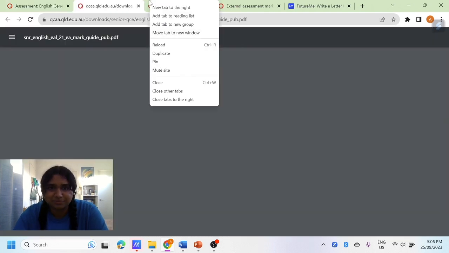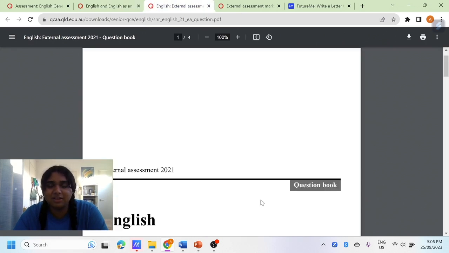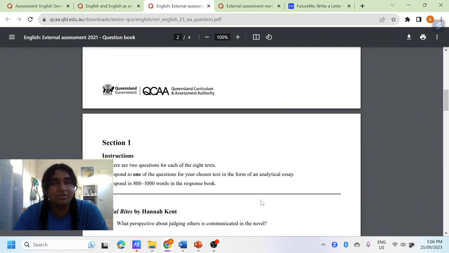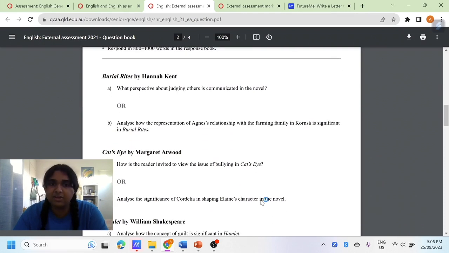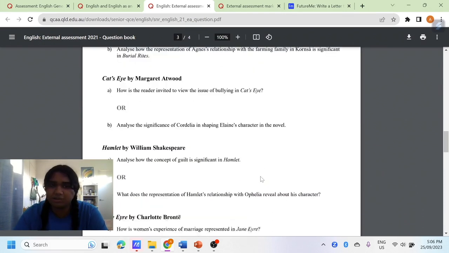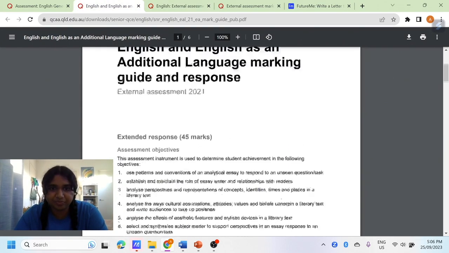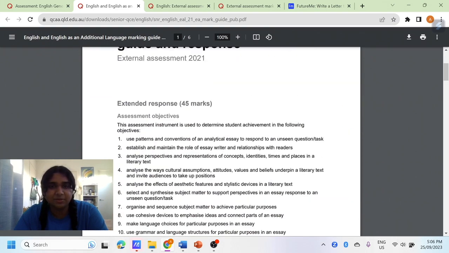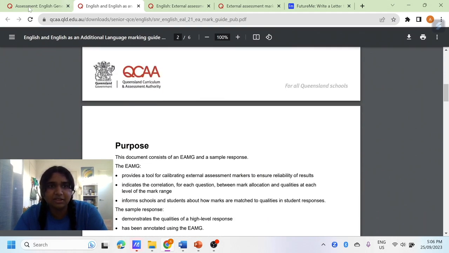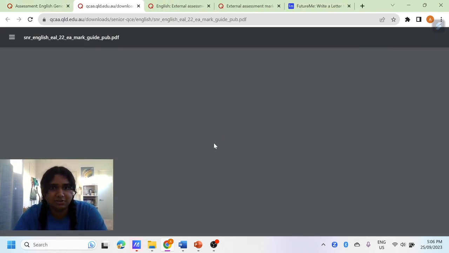So in the English syllabus, they give you the marking guide and I'll give you the question booklet with a character-oriented question and usually a theme-oriented question as well. My choice was Macbeth, so I had 'invited to view the concept of masculinity', so that's the theme-oriented question, or 'Macduff describes Macbeth as a coward'. This is our character-oriented question. Every time we go into the marking guide, actually no, let me get up the marking guide for 2022 because it's more relevant to you guys.